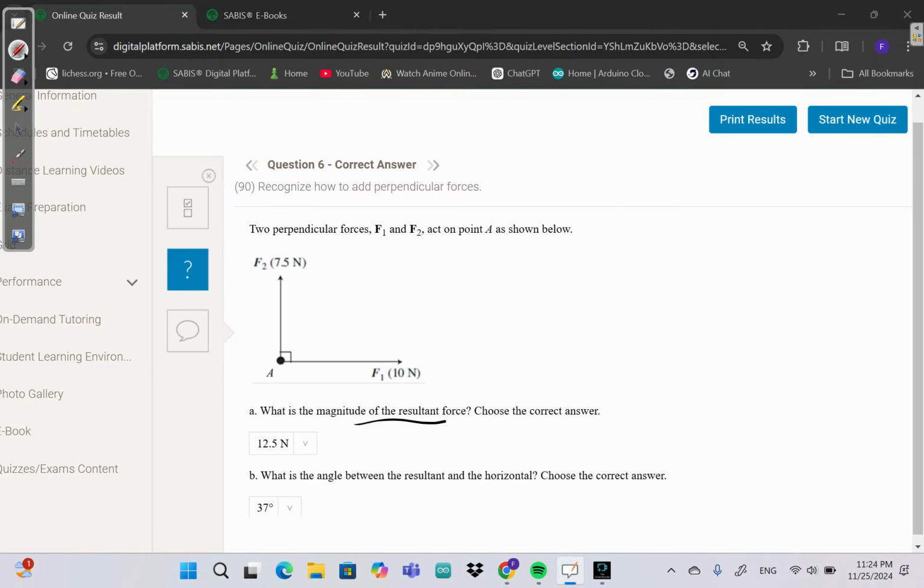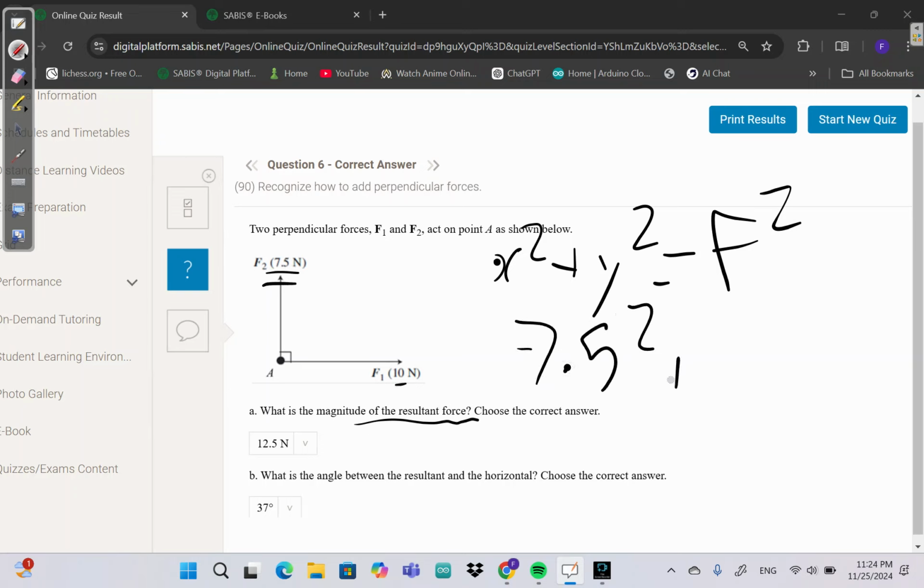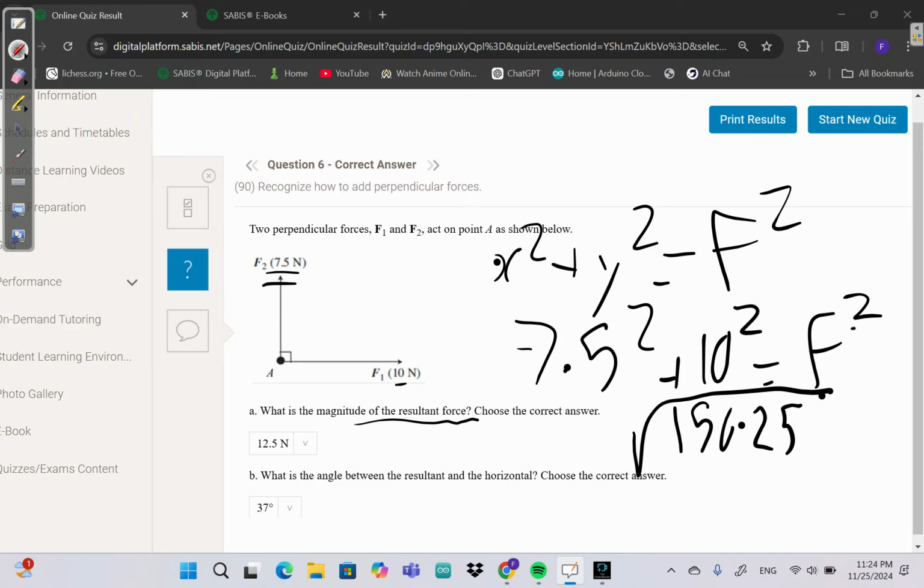to get the magnitude of a resultant force, we do the x component squared plus the y component squared. It's going to be equal to our force squared. So basically Pythagorean theorem. So here we have 7.5 and 10. So it's going to be 7.5 squared plus 10 squared is equal to our force squared. So we do this on the calculator. 7.5 squared plus 10 squared is equal to 156.25. We have to take the radical to get rid of the square. So it's going to be 12.5. That's it for part A.